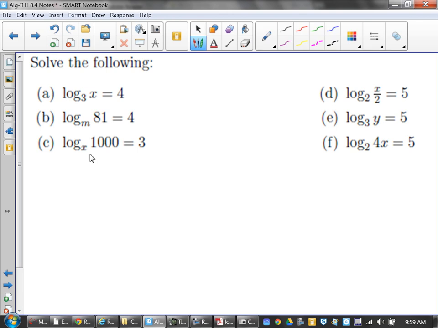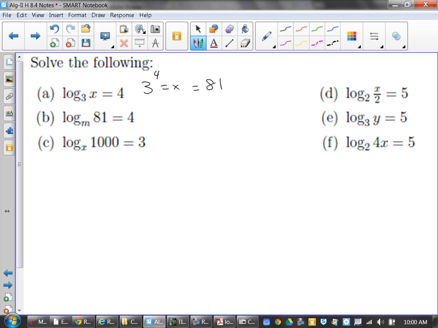Now, I cannot stress it enough, the more that you write out what this is, log base b of y is x, b to the x is y, the better you're going to be at setting these things up real quick. So this first one is just 3 to the 4th power is x. What's x? 81. Good.